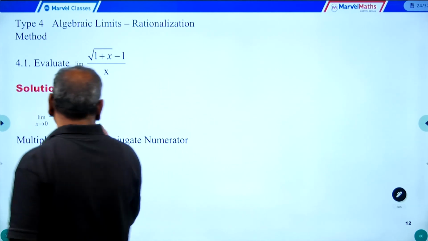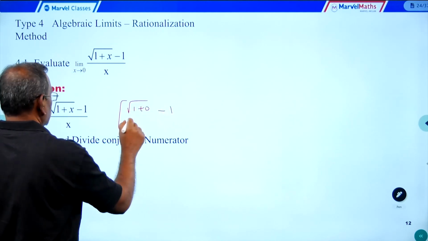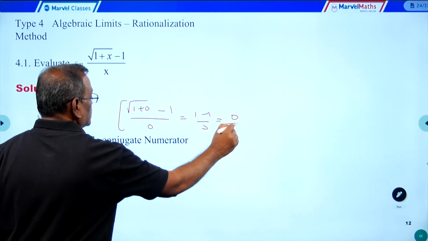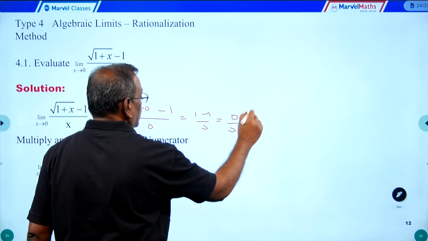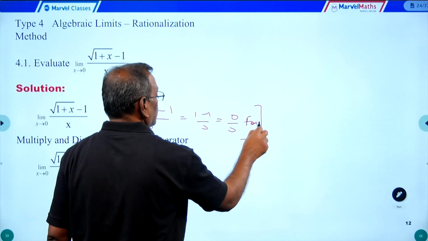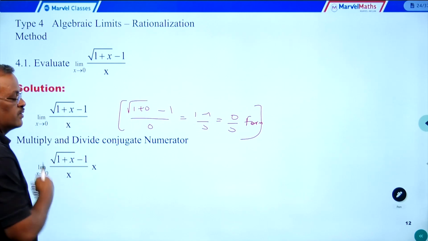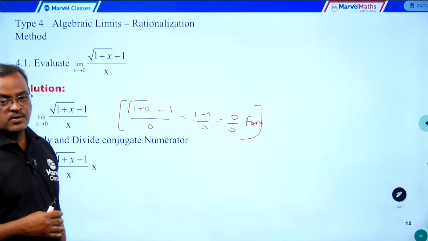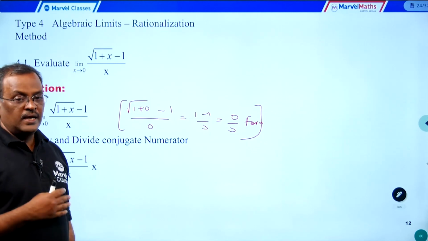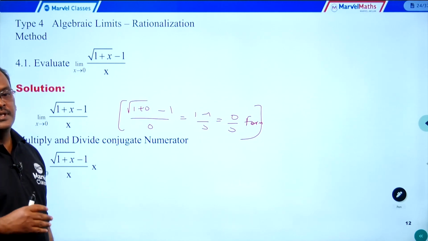If you directly substitute x equal to 0, this is root of 1 plus 0 minus 1 by 0, which is equal to 1 minus 1 by 0. It is 0 by 0 form. Then factorization is not possible because here there is a square root. Whenever an expression contains a square root or cube root, that is, rational powers, always apply the method of conjugate.